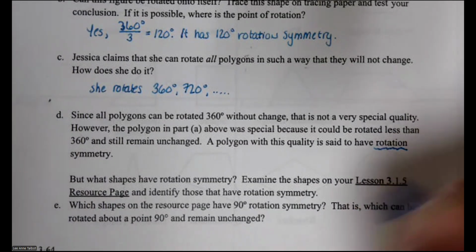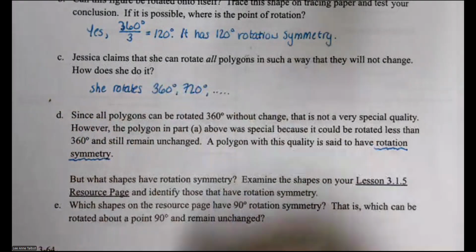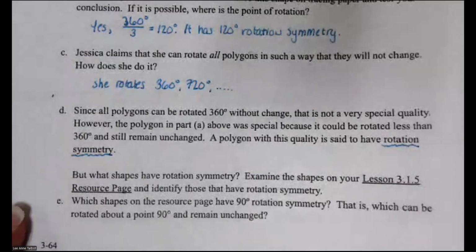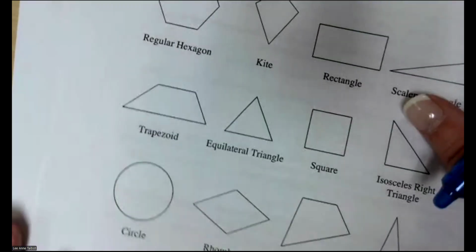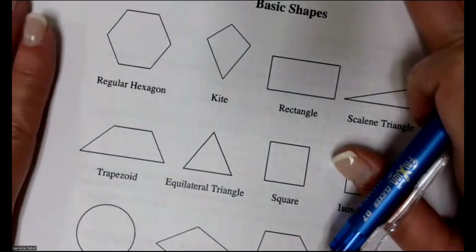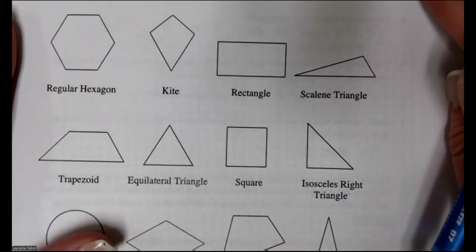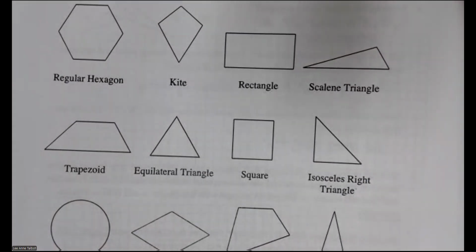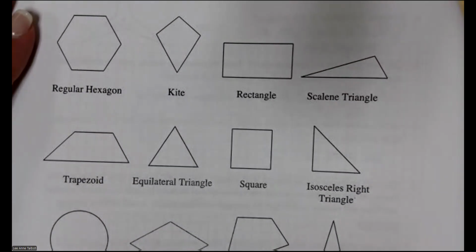That is what we're working on right now, rotation symmetry. But what shapes have rotation symmetry? Examine the shapes on your 3.1.5 resource page and identify those that have rotation symmetry. Okay, so flip the page over. And these are basically yes or no questions. Can you rotate this something other than 360 and get the shape back to itself?